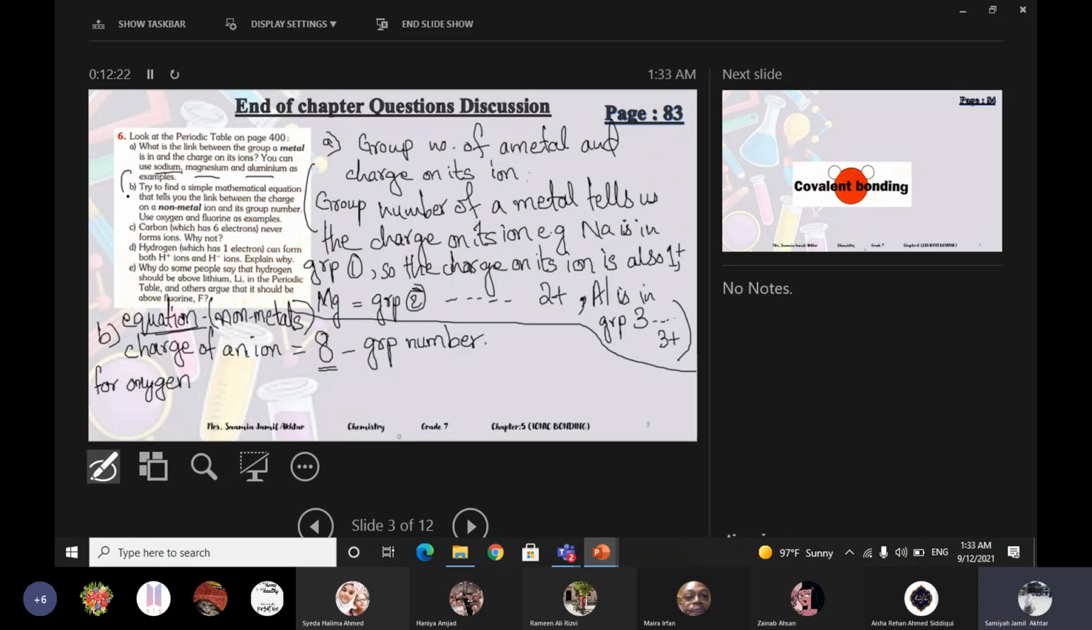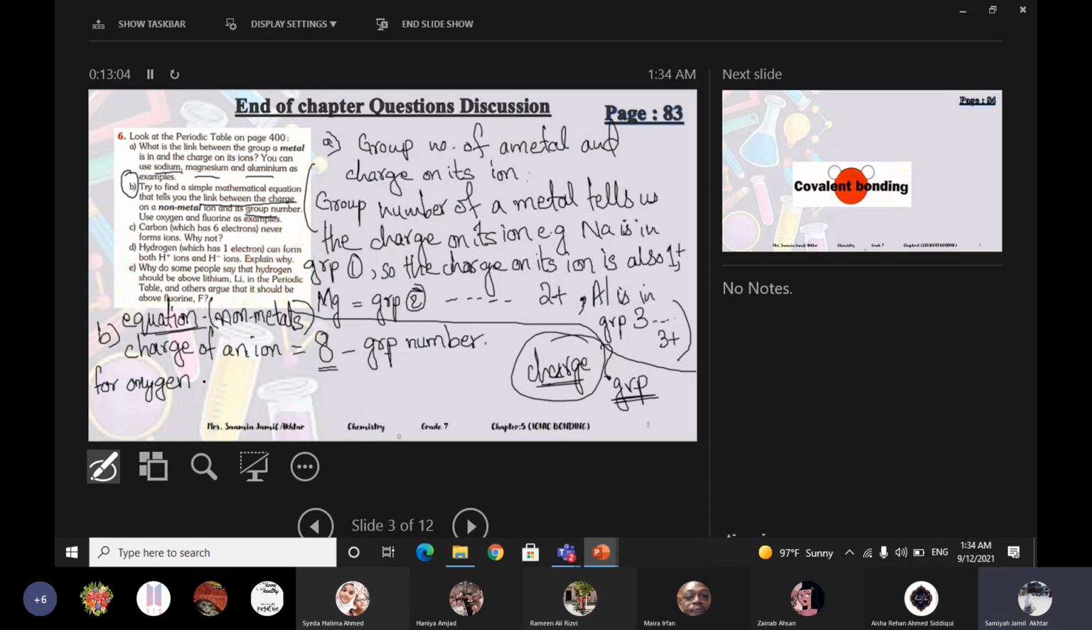Okay, in part B, they are saying to find the equation that tells us the link between the charge of a non-metal and its group number. So we have to develop an equation using charge number and group number to find out the charge. If we don't know the charge, how can we find the charge for the non-metals? Using this equation. It's simple math, like in maths you use equations to find out something. Here also, to find the charge on an ion, you use this equation, 8 minus group number.